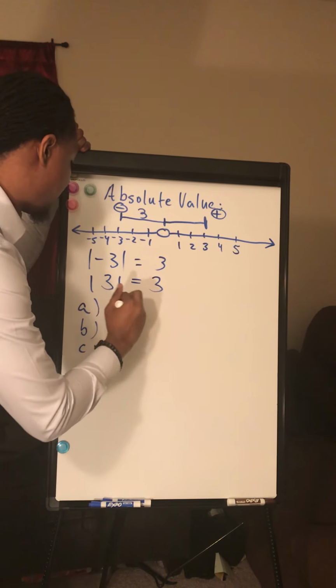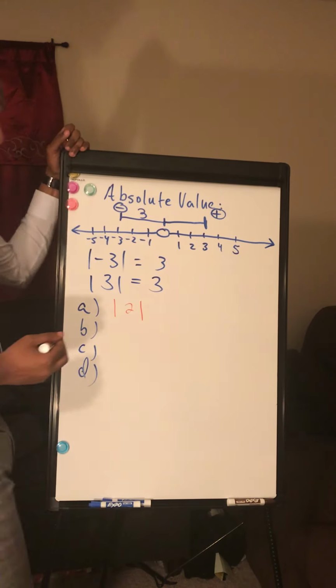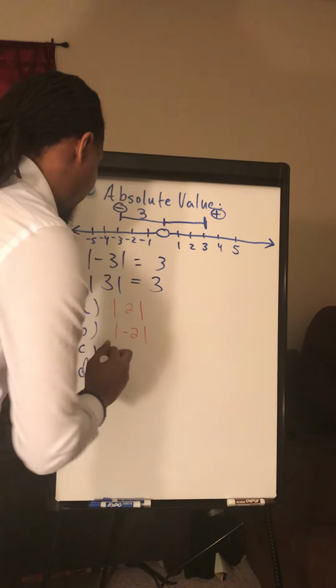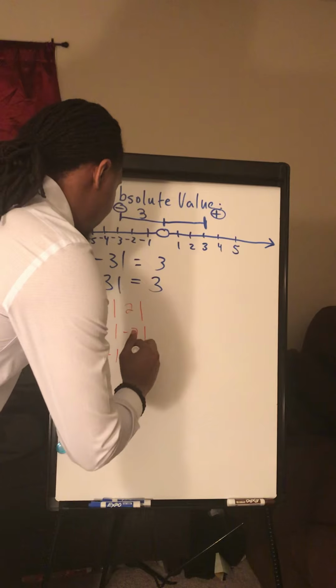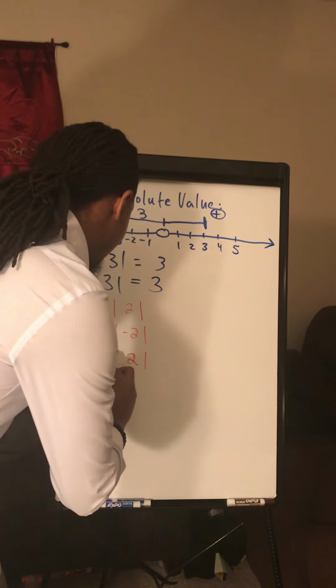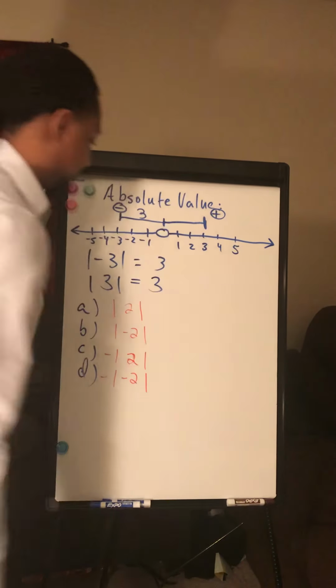Absolute value of 2. The absolute value of -2. The negative absolute value of 2. And then the negative absolute value of -2. Okay?